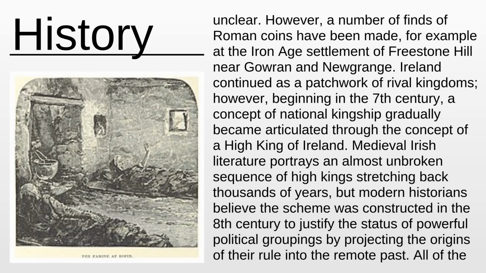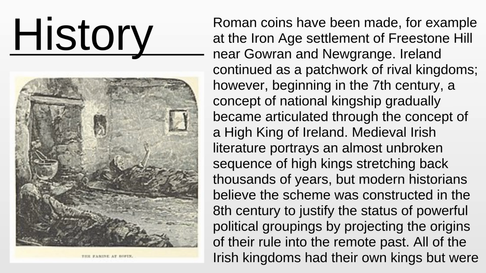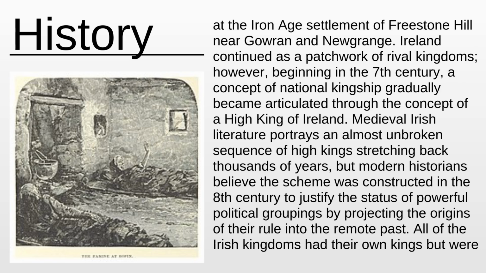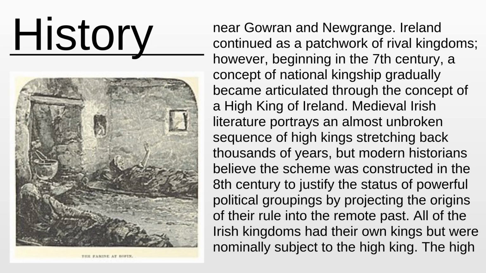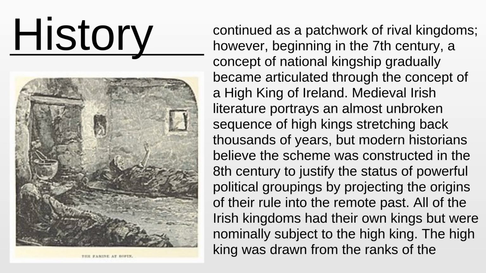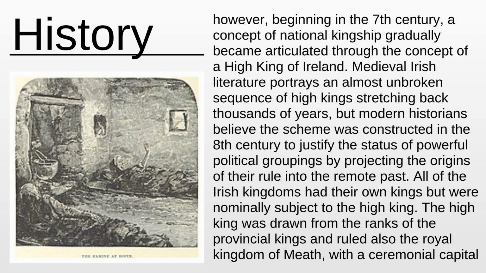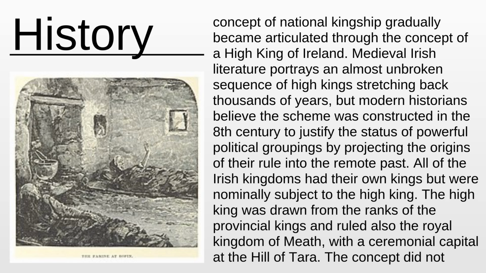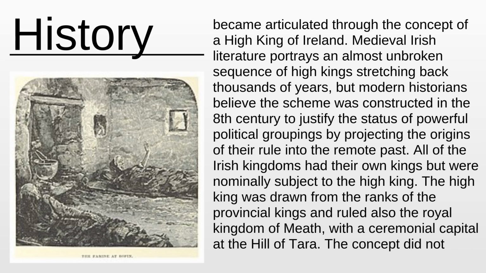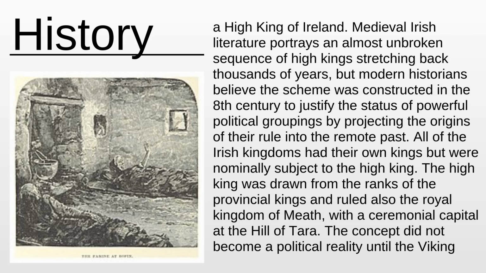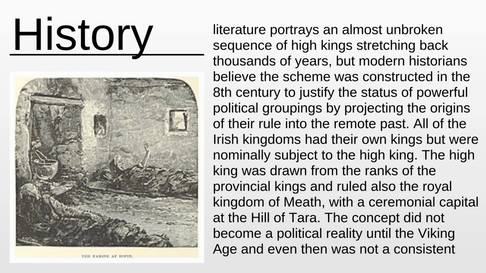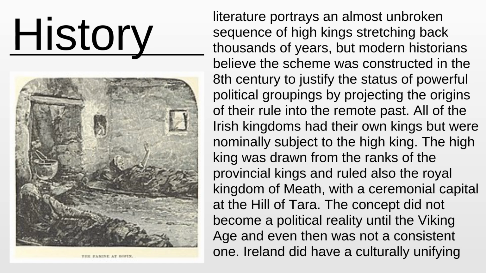However, beginning in the 7th century, a concept of national kingship gradually became articulated through the concept of a High King of Ireland. Medieval Irish literature portrays an almost unbroken sequence of high kings stretching back thousands of years, but modern historians believe the scheme was constructed in the 8th century to justify the status of powerful political groupings by projecting the origins of their rule into the remote past.